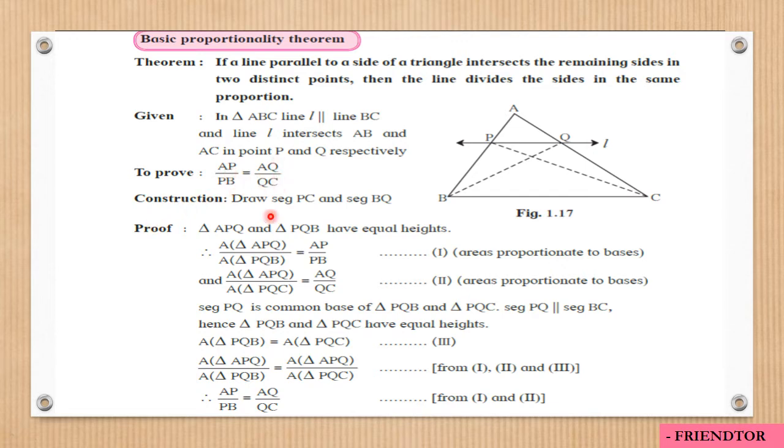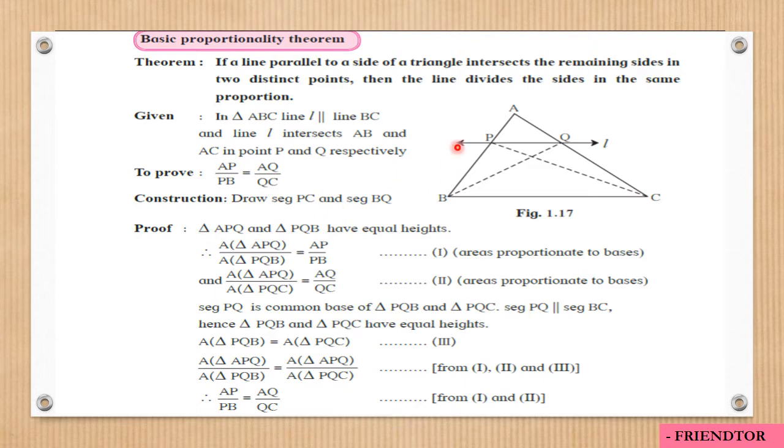Okay, so construction. Before proceeding to proof, we need to do some construction. These dotted lines actually are denoting the construction. So first we join P to the vertex C and join Q with vertex B. Okay, this will help us in the proof. So let's get started with the proof.